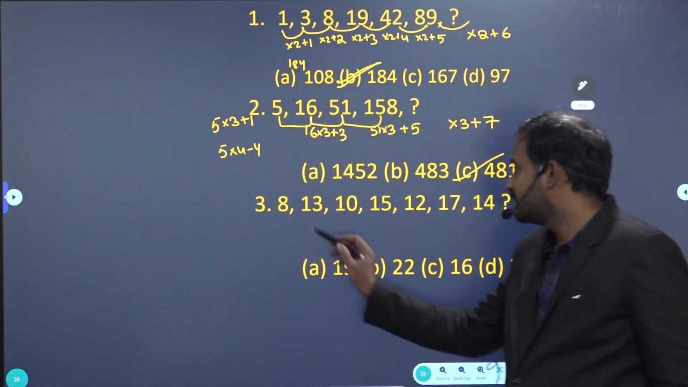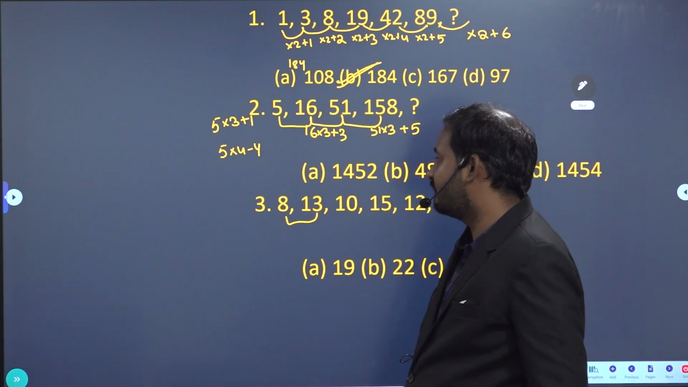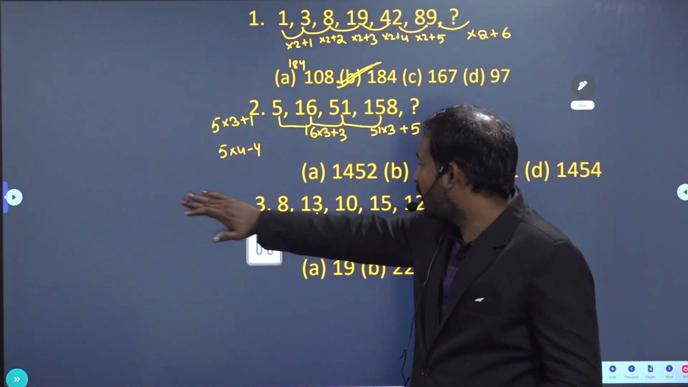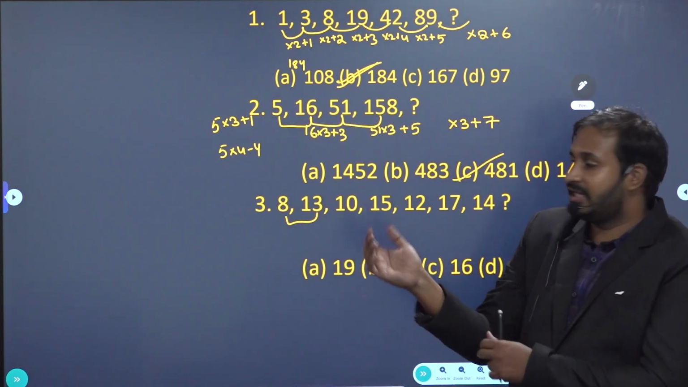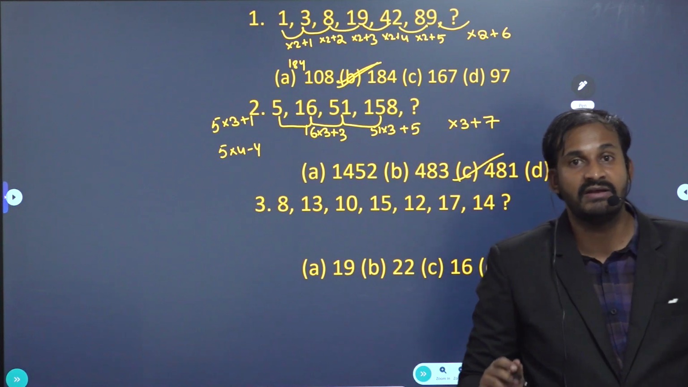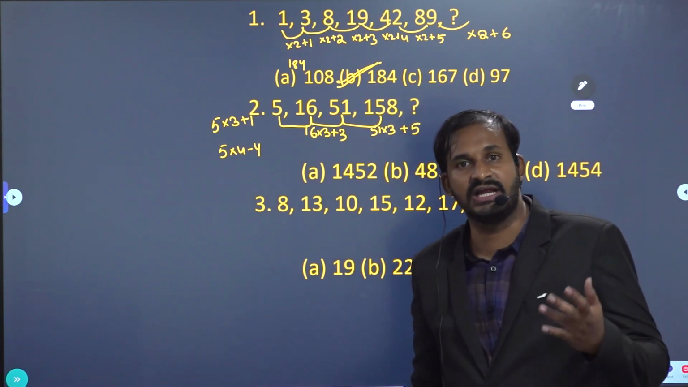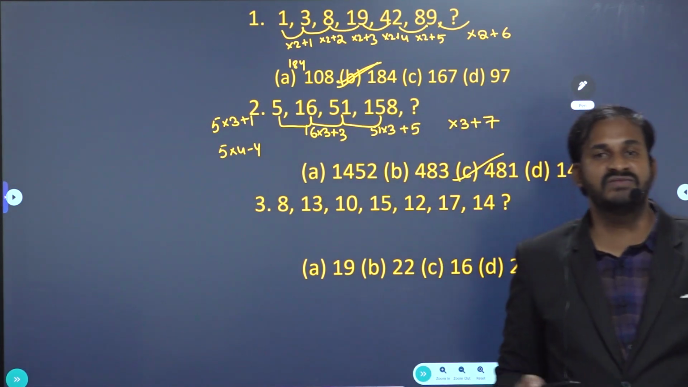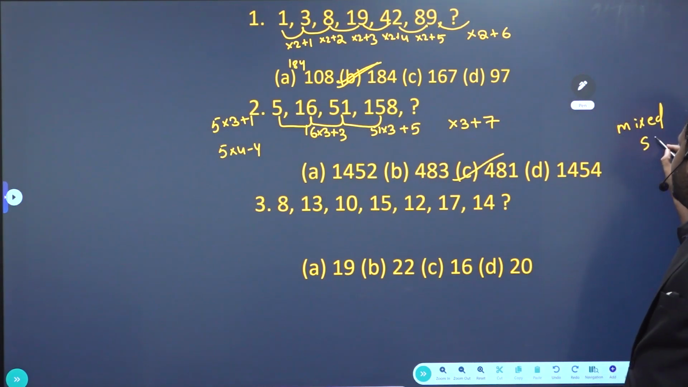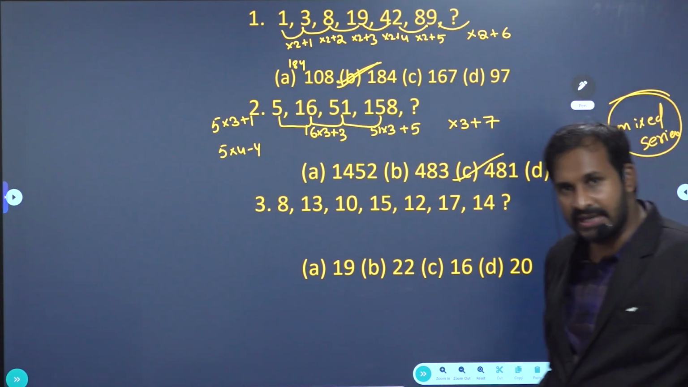Okay, next 8 and 13. What is the difference? Now please see here, students. This is a little bit different one. Why? What is the reason? Here one time it is increasing, one time it is decreasing. Whenever you have one increasing and one decreasing, this type of series we call a mixed series. That means we will have two different types of series in the same question.